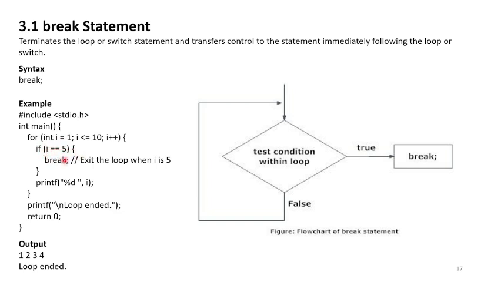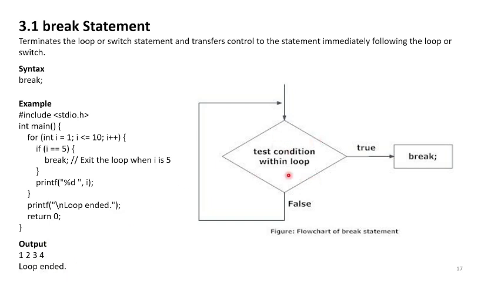So it will go inside the if statement and encounter the break statement. As soon as it encounters the break statement, it will break out of the loop. So that is the thing. And it will print "loop ended" and return something. It is breaking the loop actually. So this is the output, and "loop ended".